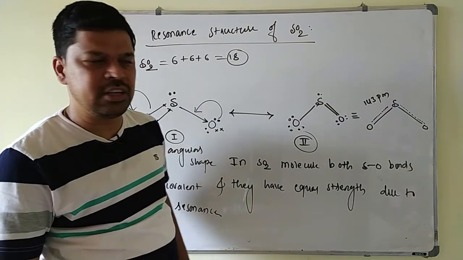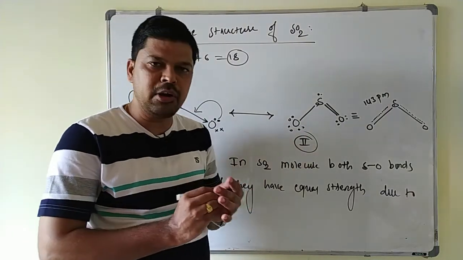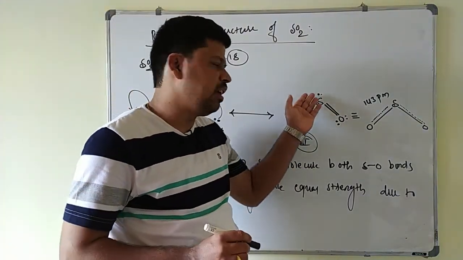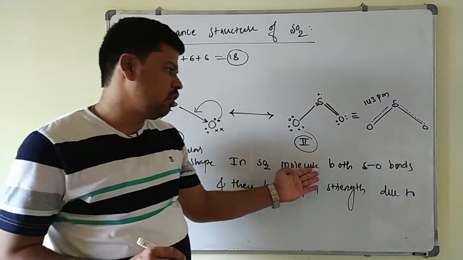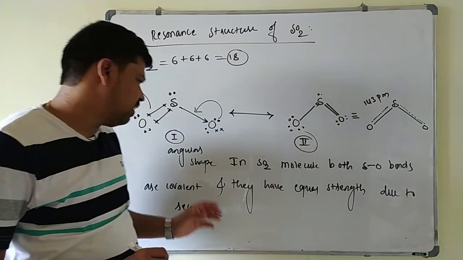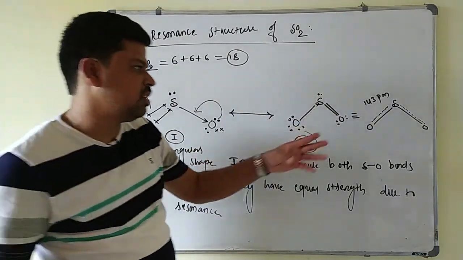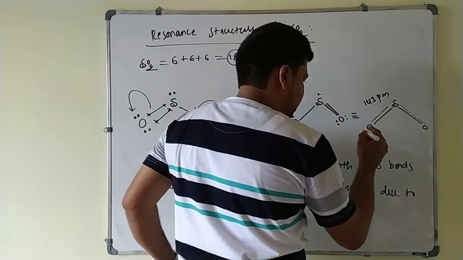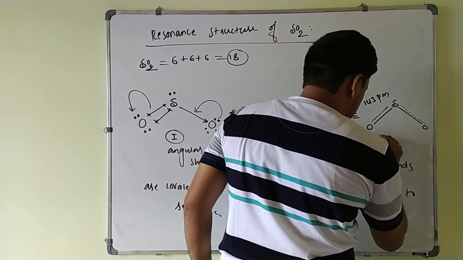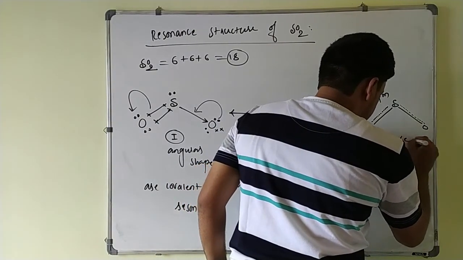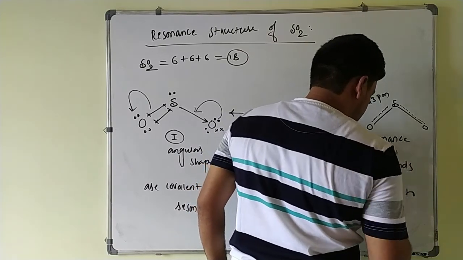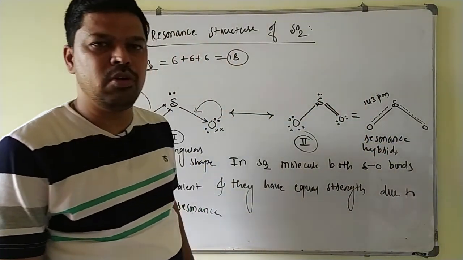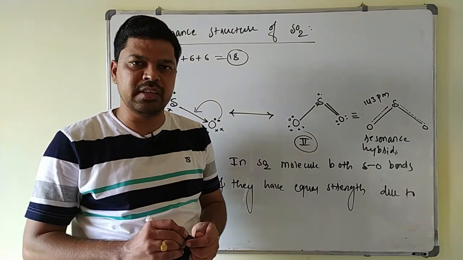Because in the NCERT there is a question on this SO2 molecule, comment on the nature of the bonds in the SO2 molecule. For that, the answer is: in the SO2 molecule, both the SO bonds are covalent and they have equal strength due to the resonance. This is the resonance hybrid of the SO2 molecule. Okay, so this is about SO2 preparation, properties and structure.